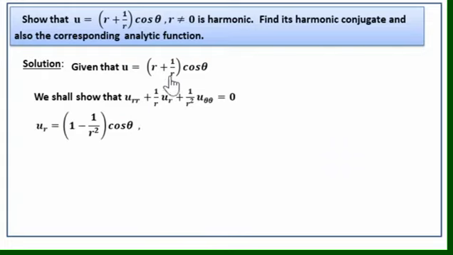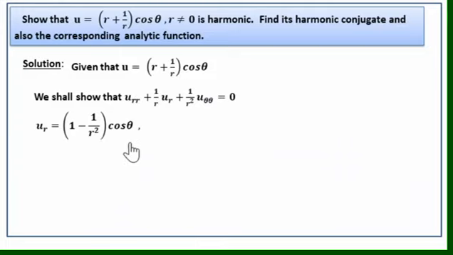So what is u_r? Differentiate u with respect to r partially, keeping theta constant. Cos theta keep as it is. The derivative of r plus 1 by r with respect to r is 1 minus 1 by r square, because the derivative of r with respect to r is 1 and the derivative of 1 by r is minus 1 by r square.